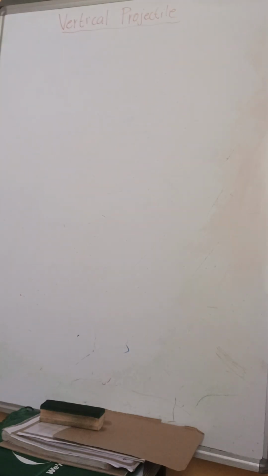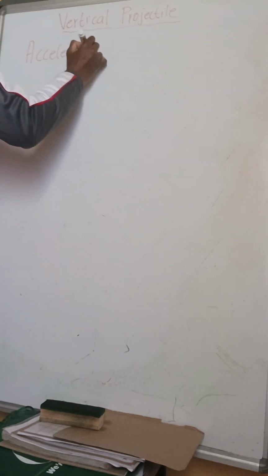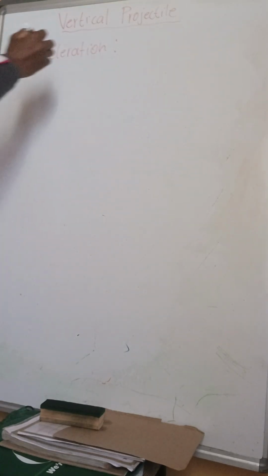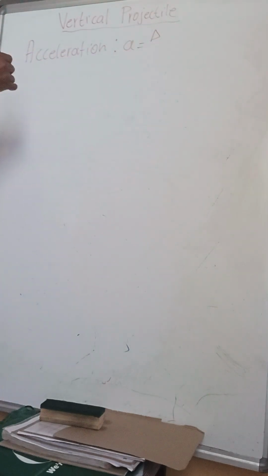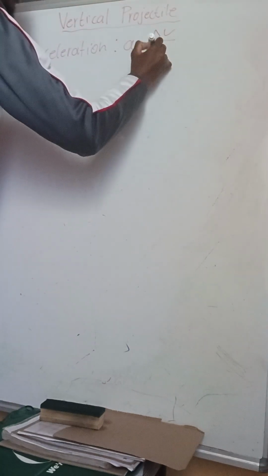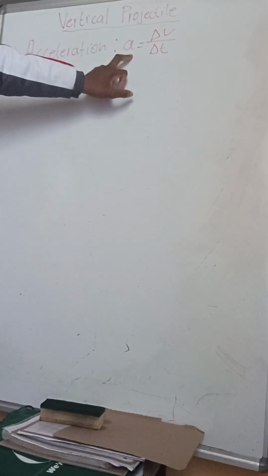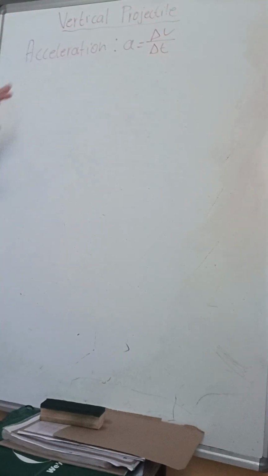So now, the first thing that we are going to look at here are the formulas. The first formula is the formula of acceleration. Whenever they say calculate acceleration, I want you to always remember that acceleration, a, is equal to delta v all over delta t. And the SI unit of acceleration is meters per second squared.